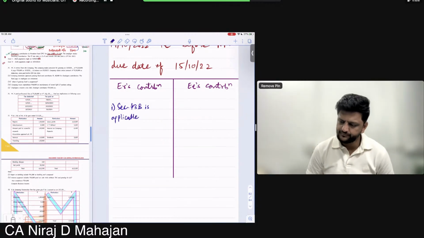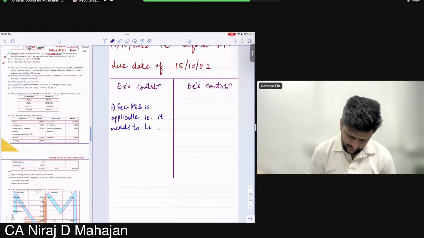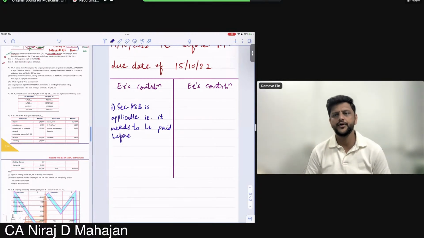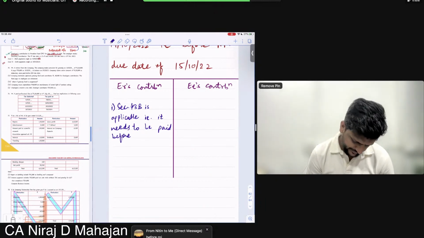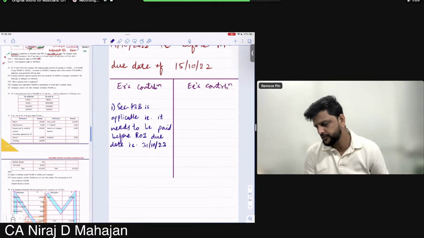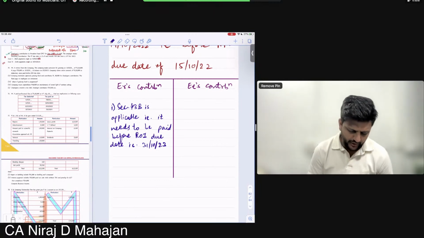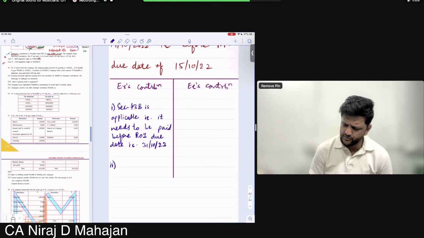Section 43B is applicable. That is, it needs to be paid before what date? PF due date or ROI due date? Very good, Indrajit. Yes, ROI due date. In the given question, they have given us the due date as 31st October. So the second point: when was it actually paid? 14th October 22. No problem. So therefore allowed as deduction.